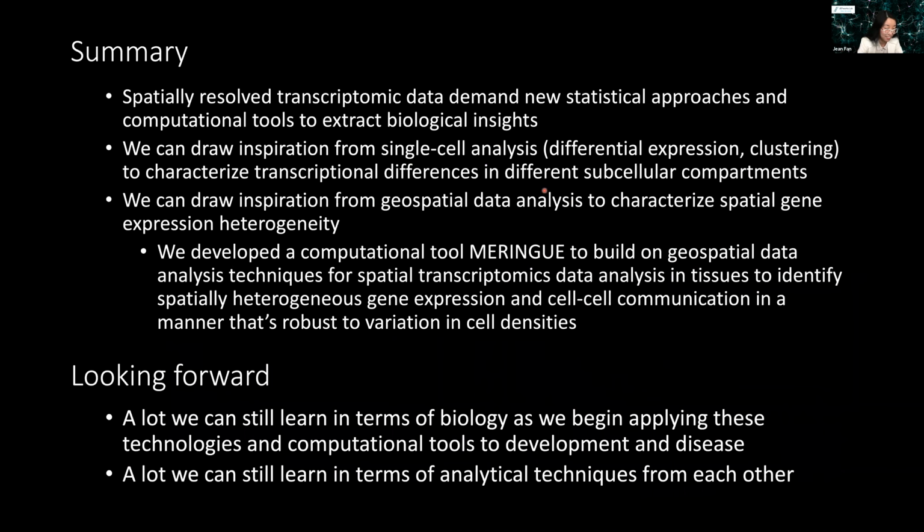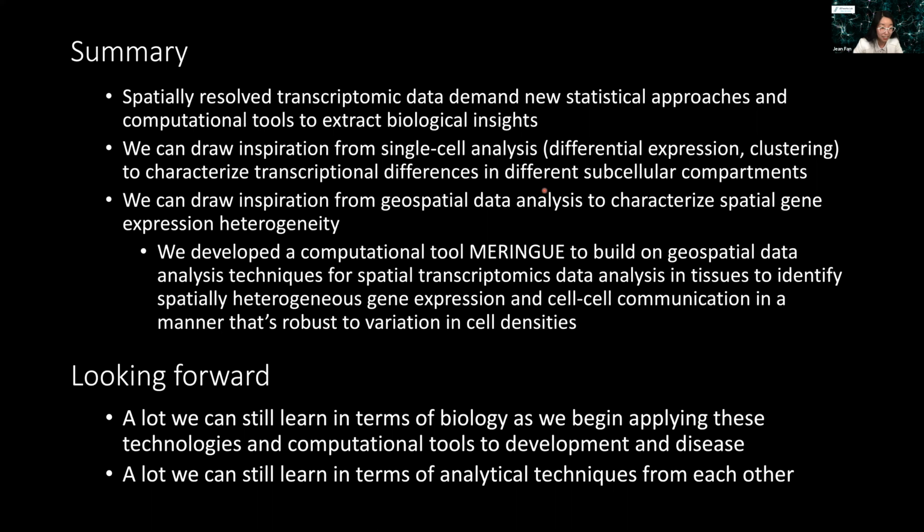Okay, well, so I just want to quickly summarize. I hope I've been able to show you how spatially resolved transcriptomic data really demand new statistical approaches and computational tools to extract biological insights. And we can draw on inspiration from single cell analysis to characterize the transcriptional differences in different subcellular compartments. And likewise, we can draw inspiration from geospatial analysis to characterize gene expression heterogeneity.